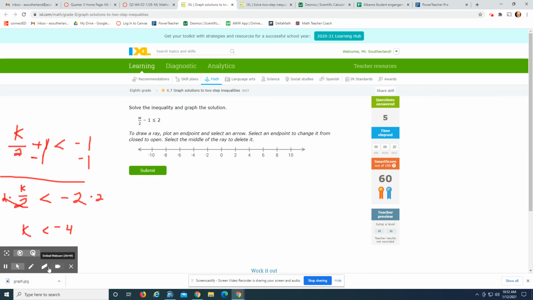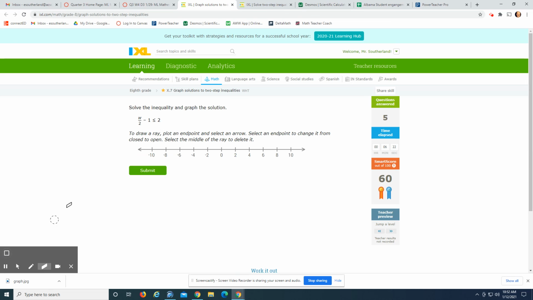And these problems are all the same. The only thing that you need to remember is that if you flip the problem, so if we move what's on the right to the left or the left to the right, we've got to flip the sign. If you divide by a negative, you've got to flip the sign. If you multiply by a negative, you have to flip the sign.